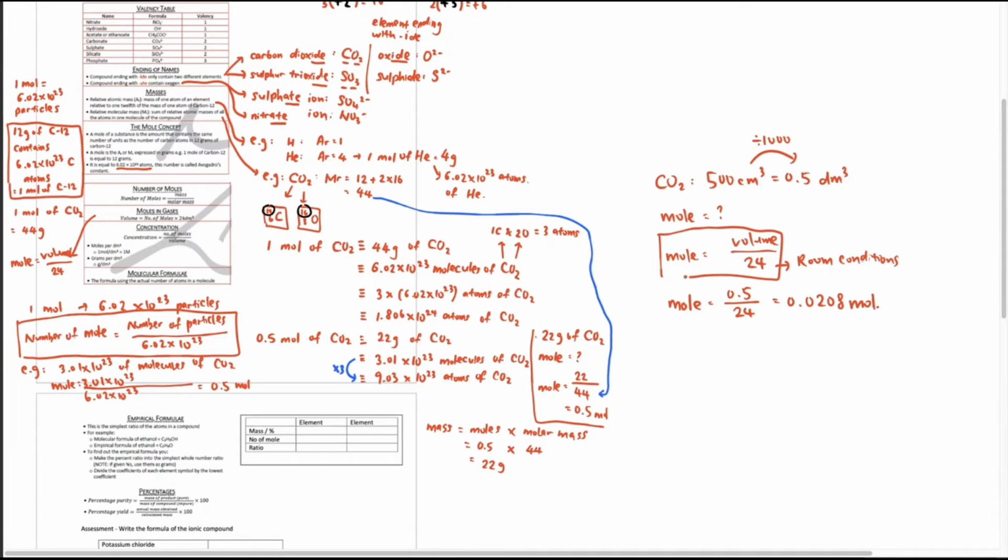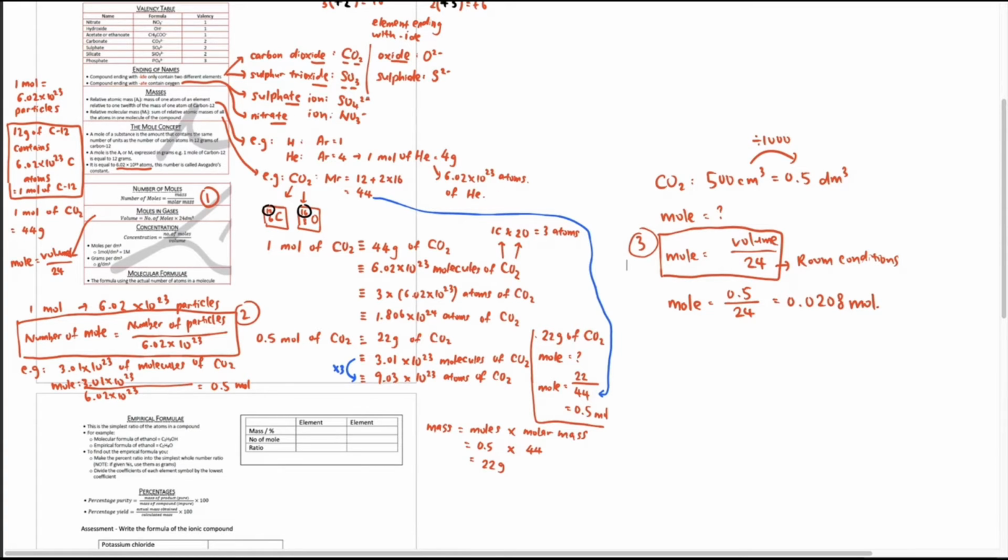You will realize that to find mole, we always divide. So the first formula is here, 1. The second formula is here, 2. And the third formula is here. We always divide to get the number of mole.